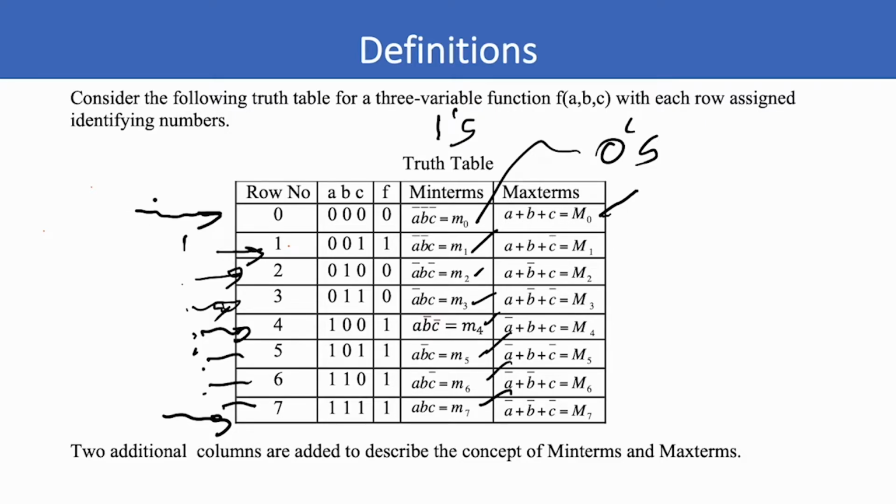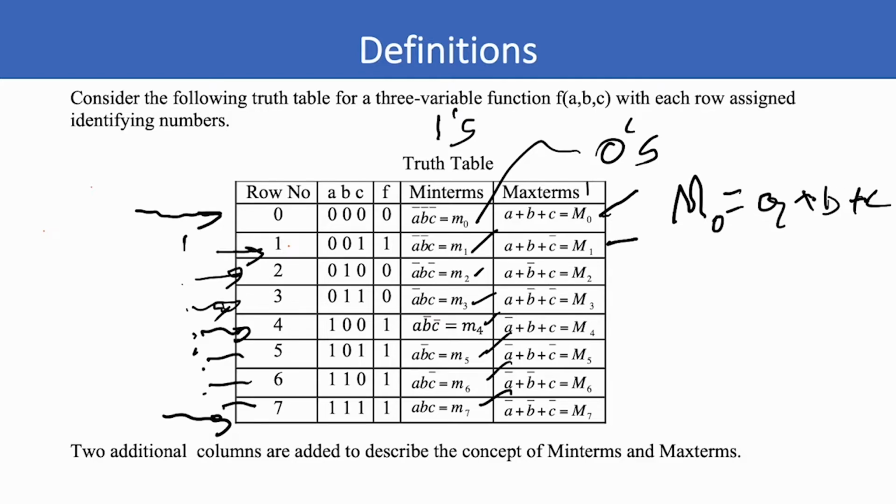So for row 0, signify a max term with a big M, max term 0 is equal to A plus B plus C. So it's just the opposite of the minterms. Whenever the literal or variable is 0, you represent it with the uncomplemented form for that variable. In other words, A is a 0 here, so you make A non-complemented. So M0 is equal to A plus B plus C. All right, so we'll go down the line here.